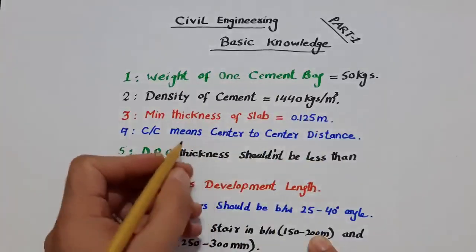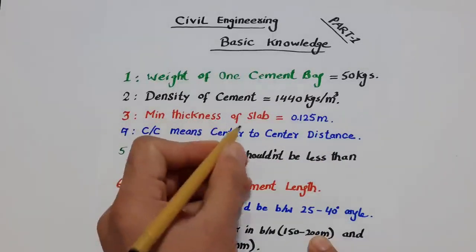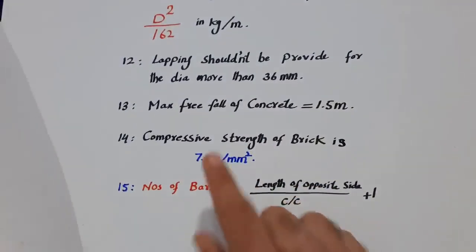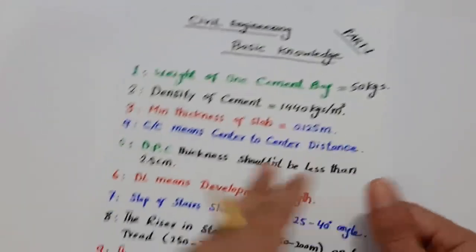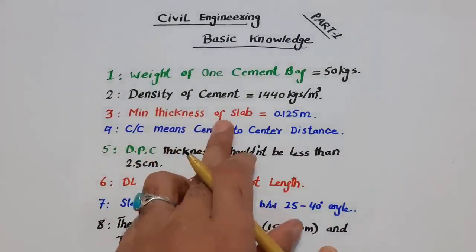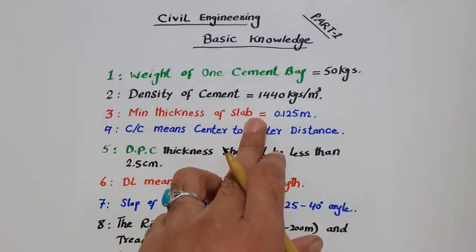Okay, the third one is, guys, minimum thickness of slab. Guys, we have about 15 points, as you can see, till 15 we have. All right, the third one is minimum thickness of the slab. How? Minimum thickness of the slab.